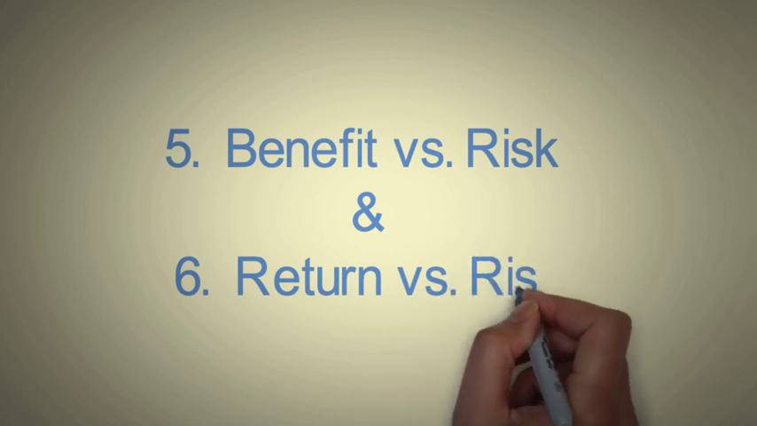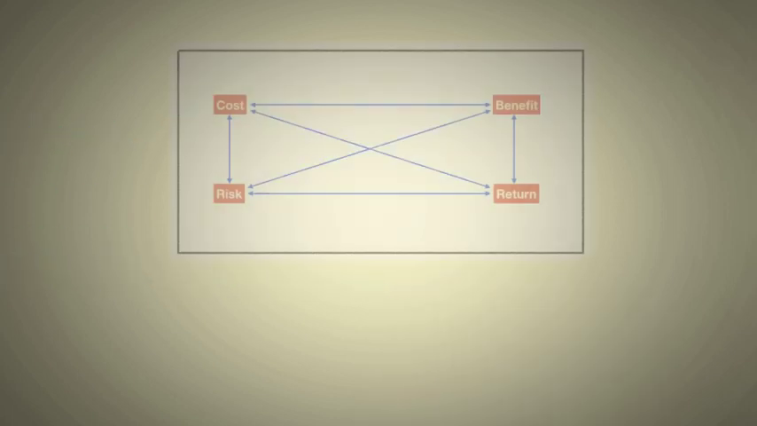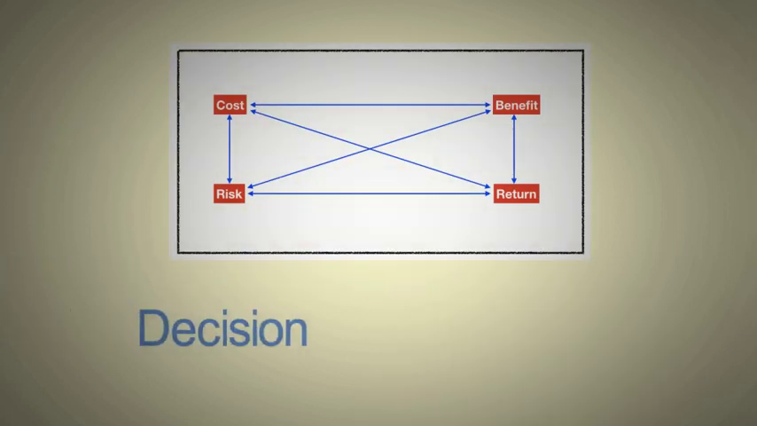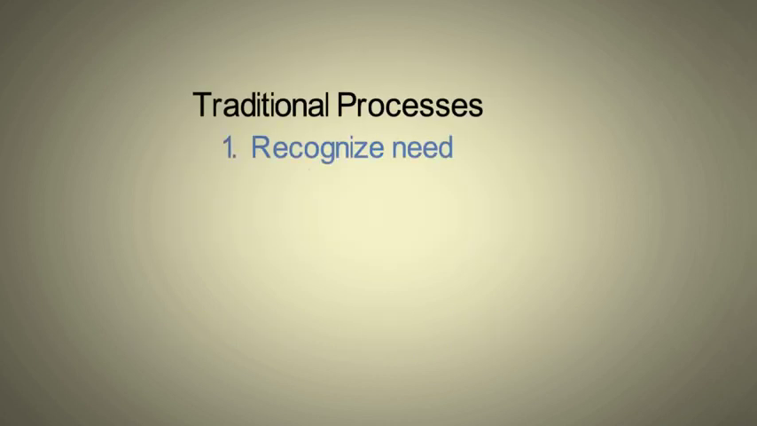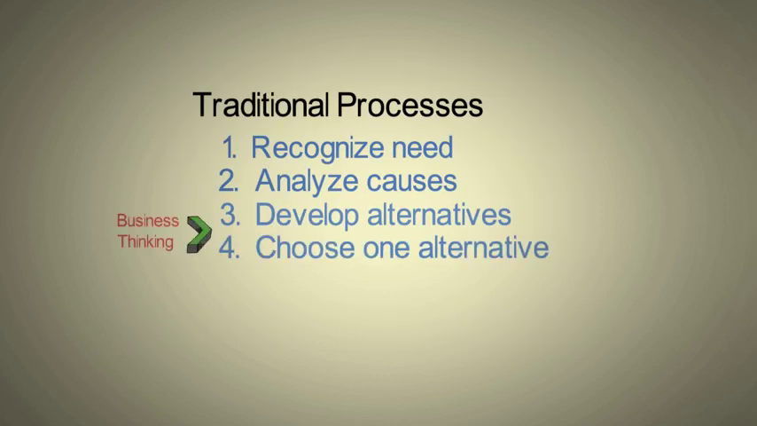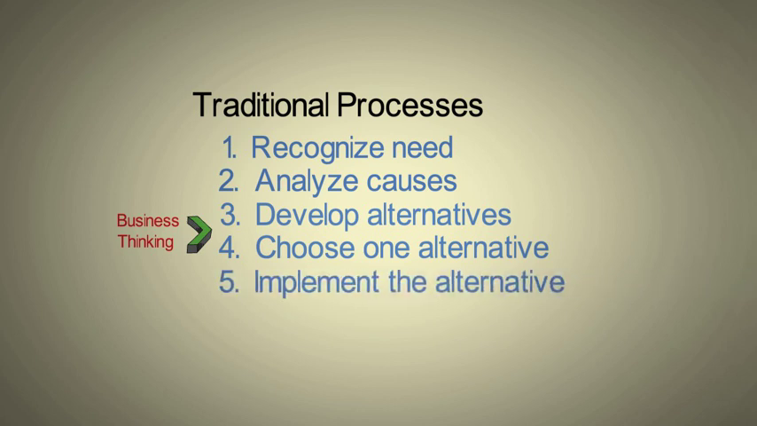Once all or most of the relationships are considered and weighed against each other, the correct decision will, in many cases, become obvious. Then, once this process is completed, the business person would move on to the next 2 steps of number 5, implement the chosen alternatives, and number 6, evaluate and control.